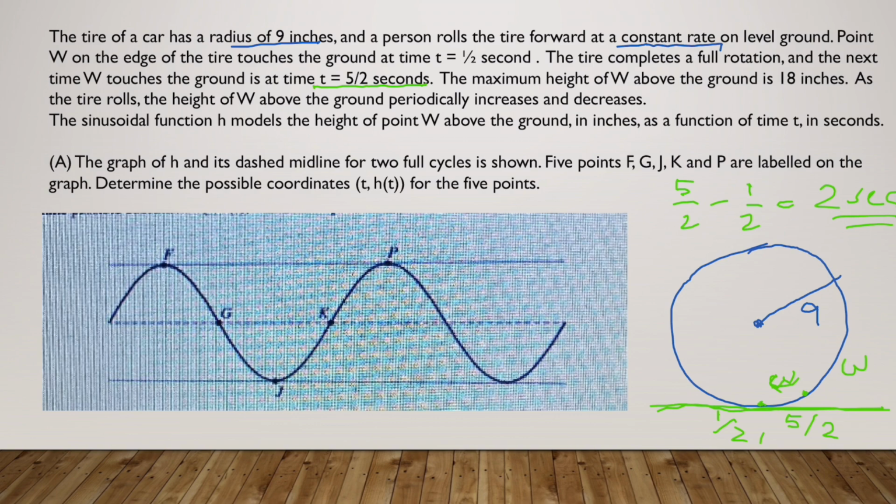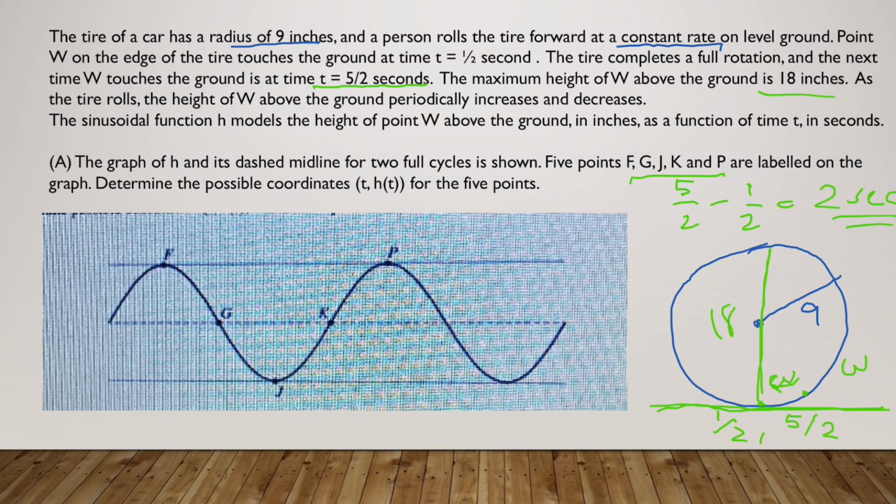The maximum height of W above the ground is 18 inches, which is quite obvious since we know that the radius is 9, so the diameter would be 18. As the tire rolls, the height of W above the ground periodically increases and decreases. The sinusoidal function h models the height of point W above the ground as a function of time in seconds. The graph of h and its dashed midline for 2 full cycles is shown. 5 points are labeled on the graph. Determine the possible coordinates (t, h(t)) for the 5 points.